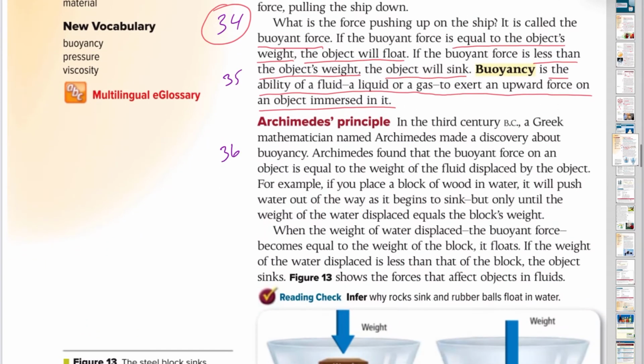Now, Archimedes' Principle. In the 3rd century BC, a Greek mathematician named Archimedes made a discovery about buoyancy. Archimedes found that the buoyant force on an object is equal to the weight of the fluid displaced by the object. So, for example, if you place a block of wood in water, it will push water out of the way as it begins to sink, but only until the weight of the water displaced equals the block's weight. So when the weight of the water displaced, the buoyant force, becomes equal to the weight of the block, it floats. If the weight of the water displaced is less than that of the block, then the object sinks.